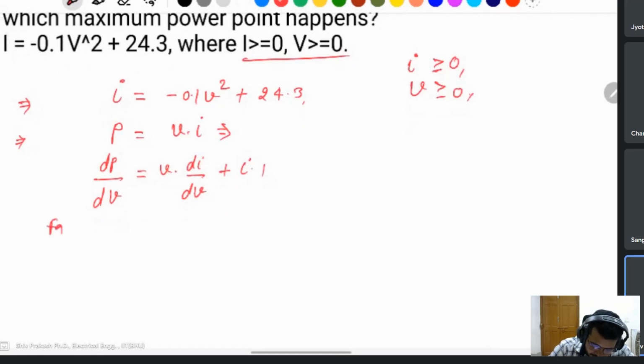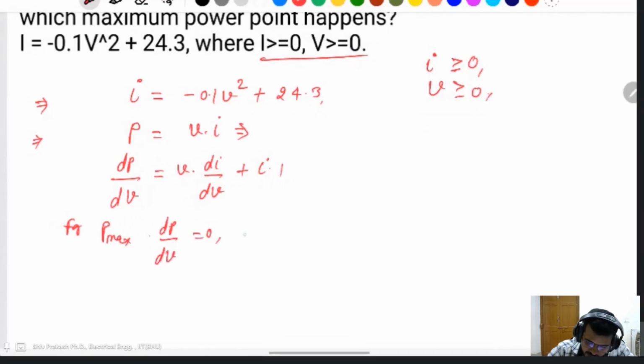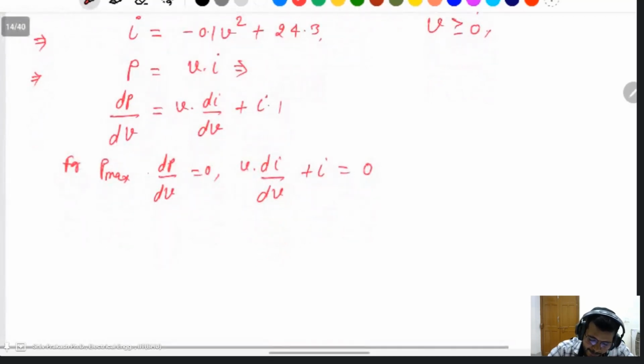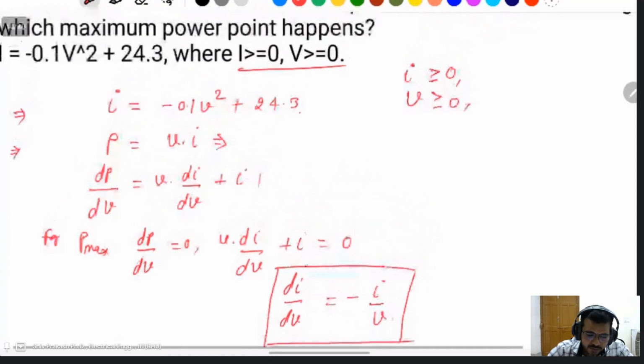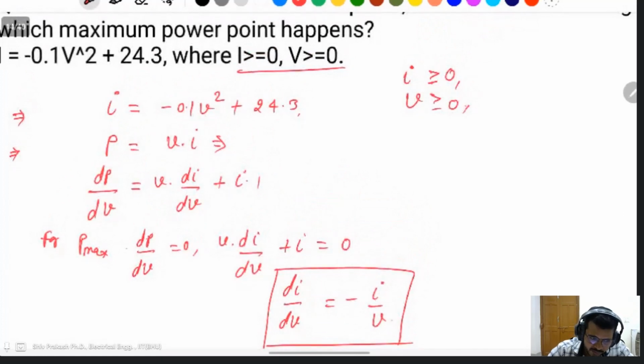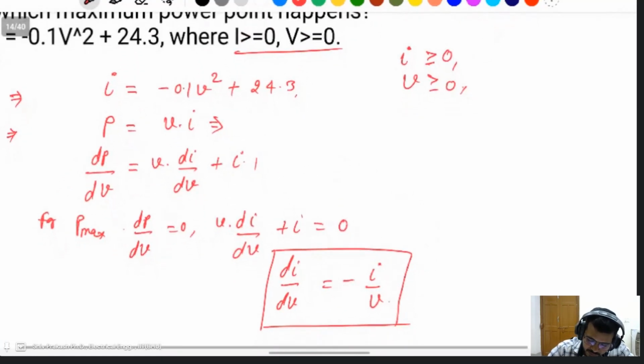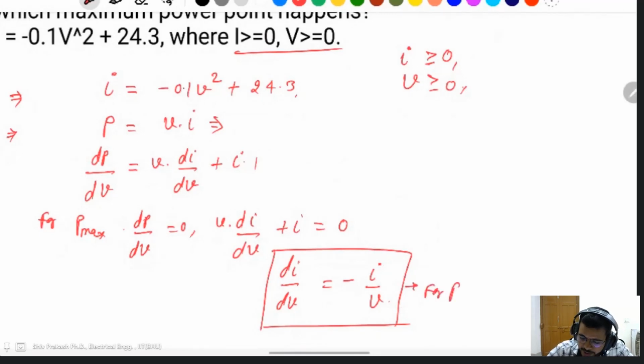For maximum power, dP by dV will be 0. That's why V into dI by dV plus I is equal to 0. Then dI by dV is equal to minus I divided by V, for P max.